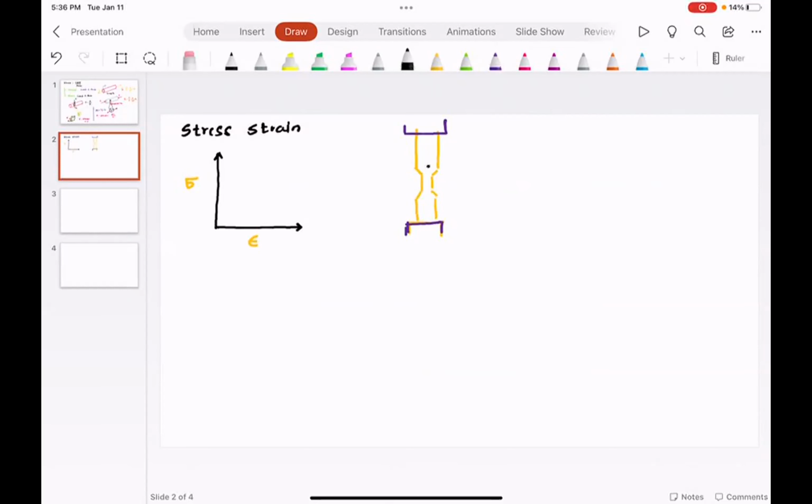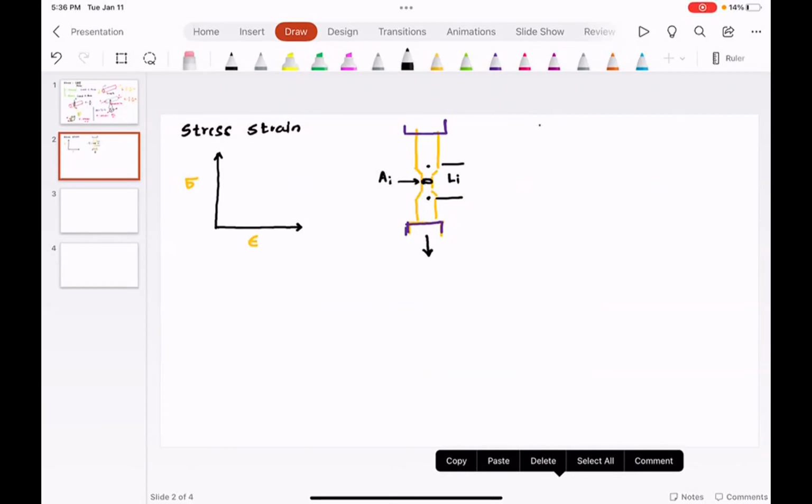So what you do is you mark 2 points. This is called the gauge length or initial length. And then you start applying load. You measure the initial area, so the initial area A_I is known. And then you create a table. You have load and you have change in the length.